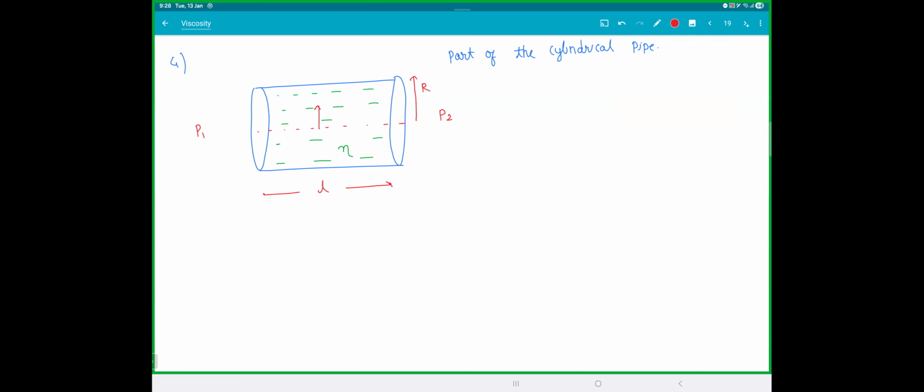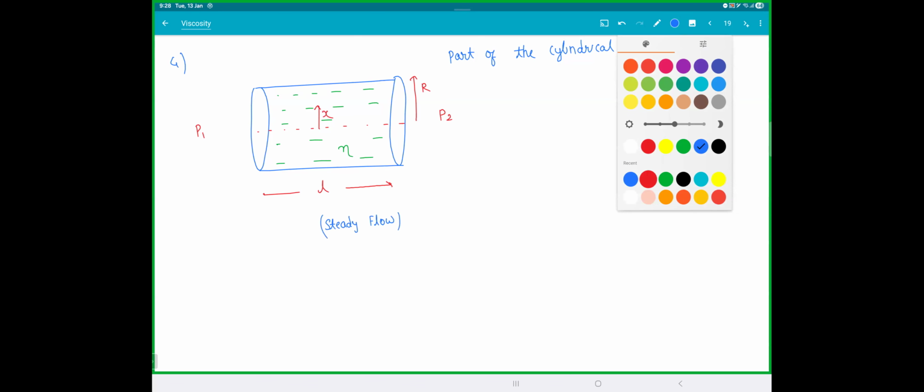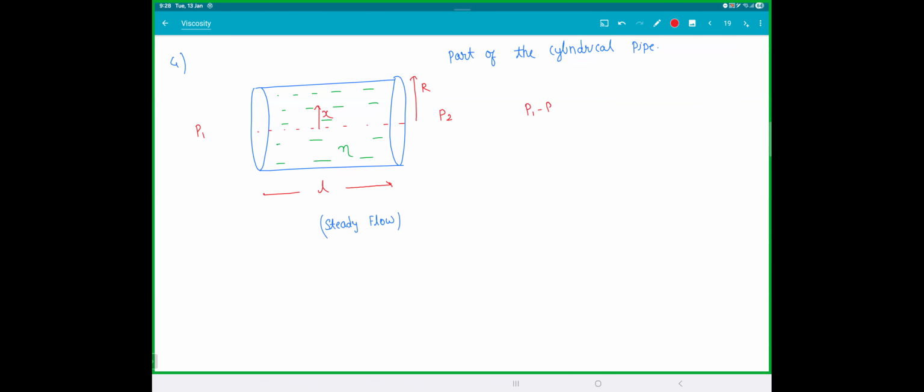This is a distance x from the center. The flow is steady flow. It's not a turbulent flow. Meaning every section is just going with a given speed. Different sections can have different speeds, but they're maintaining the speed. Here P1 minus P2, we'll call it delta P. This is the difference in pressure across the pipe. Because of this extra pressure, the liquid is being pushed through it because there's a viscosity.